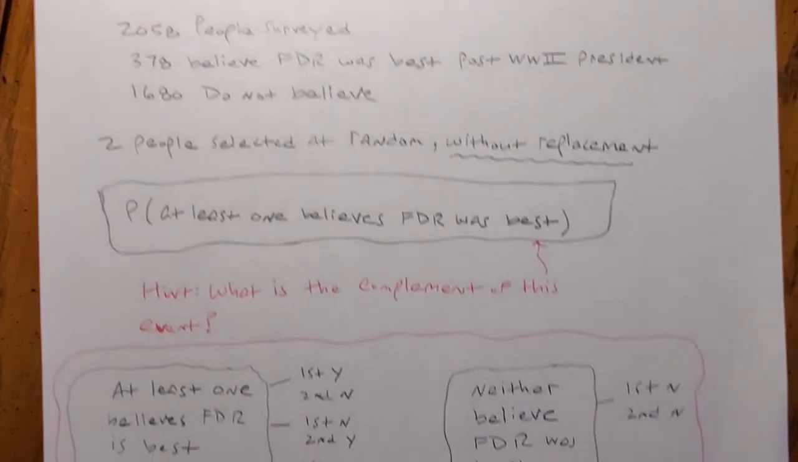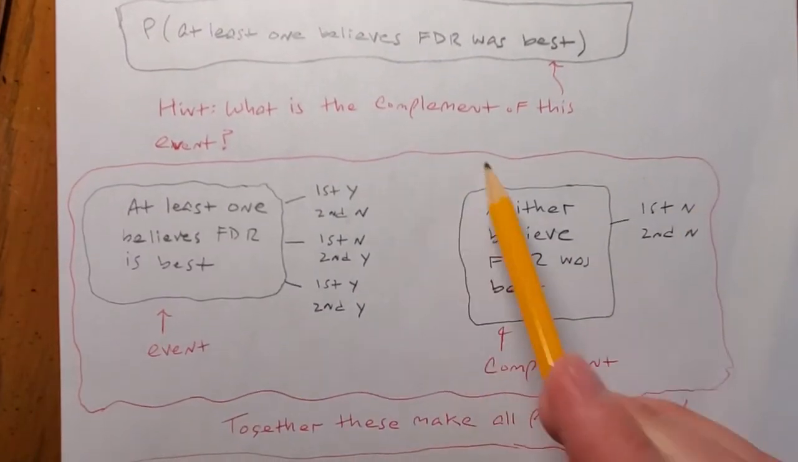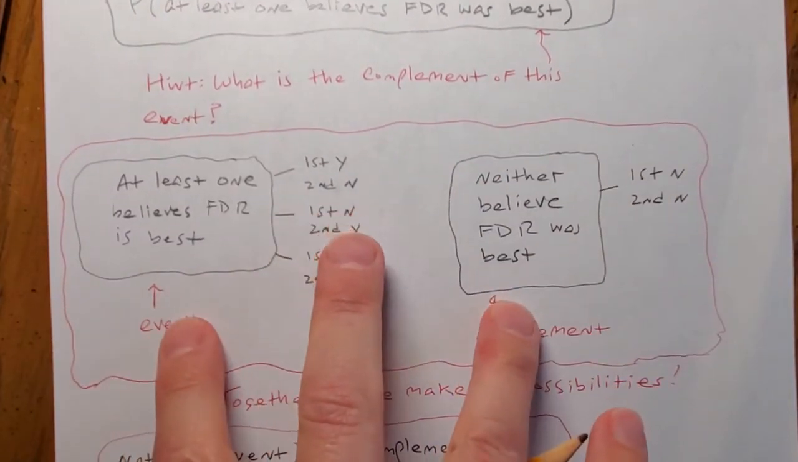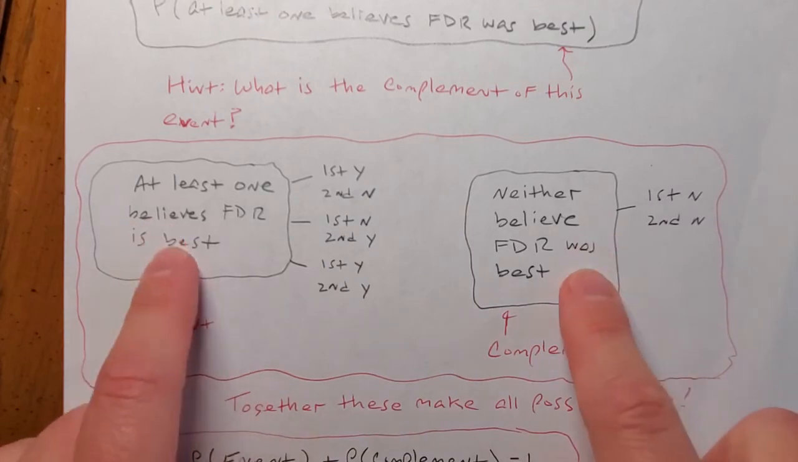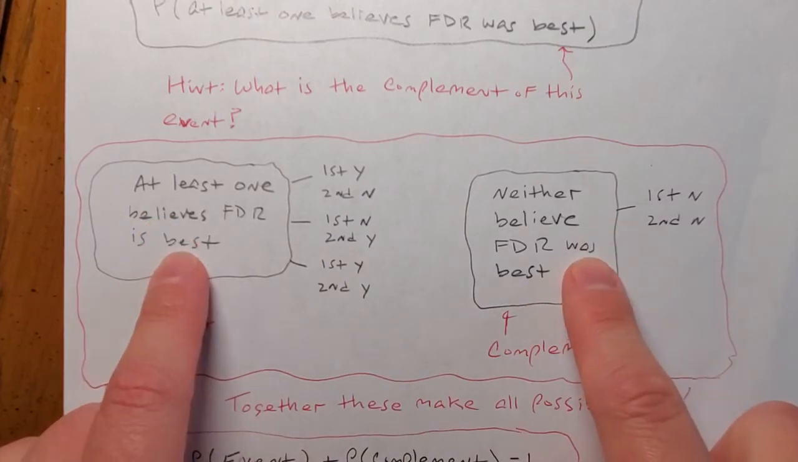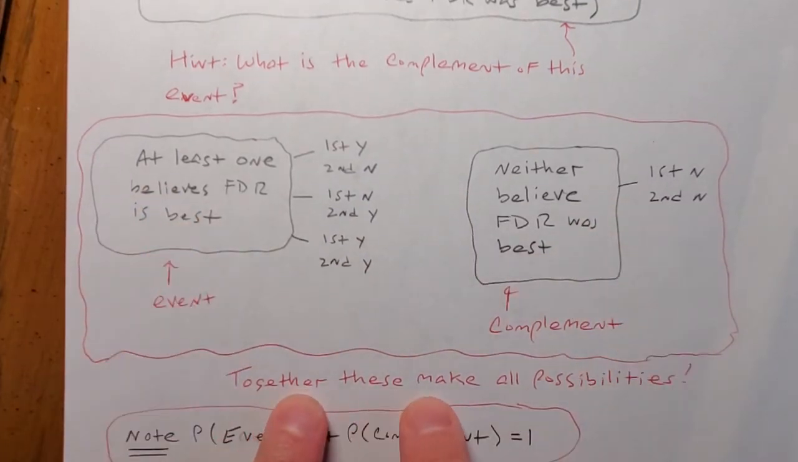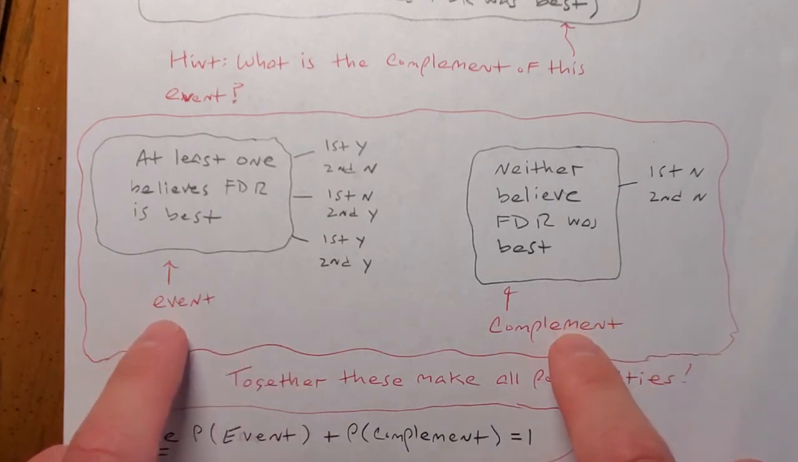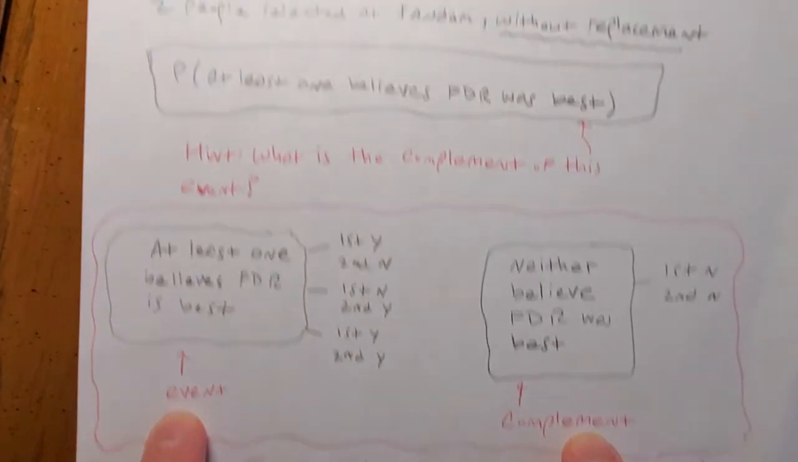Now remember, complementary events together make up all possibilities. So I'm gonna outline these 2 events, and I want you to think, together, do these make up all possibilities? If they do, these are complementary events, okay?